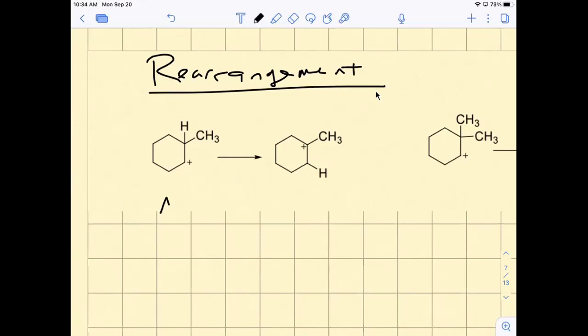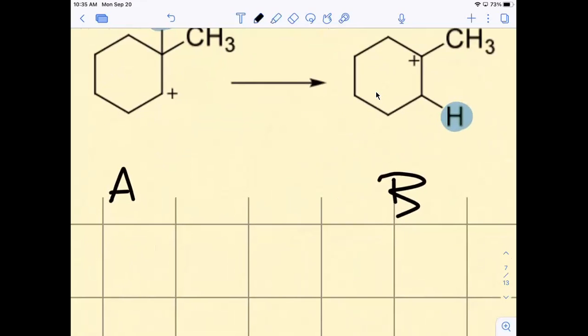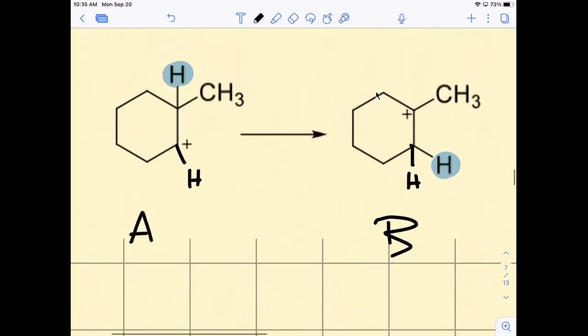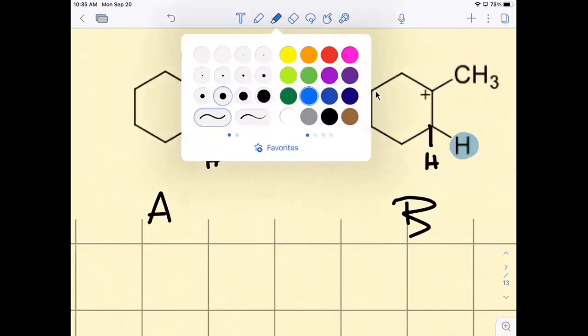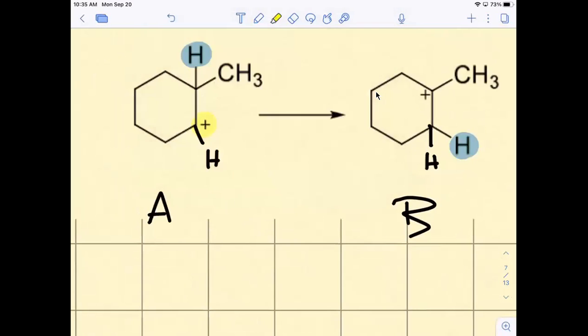Going from, let's call this A, and let's call this B. What moved going from A to B? The hydrogen. Good. See the hydrogen here, and then it moved here. And by the same token, let me put this in here because there's one hydrogen here that's not shown, because it's a skeletal form. By the same token, what else moved? See how the plus charge was down here and now it's up here?